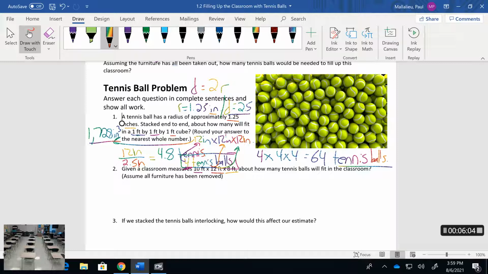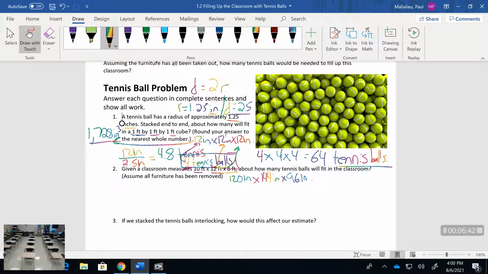All right, so assume all furniture has been removed. We're going to go through the same process. So instead of saying 10 feet, we want to know inches, and we're still going to use the same measurement that we used above to be able to work with. So instead of 10 feet, it's 10 times 12, so 120 inches. 12 times 12 is going to give us 144 inches, I wrote feet. So 120 inches times 144 inches times 8 times 12, which is 96 inches. All right, so those are the dimensions that we're working with.